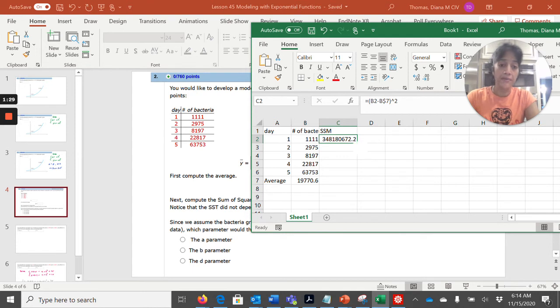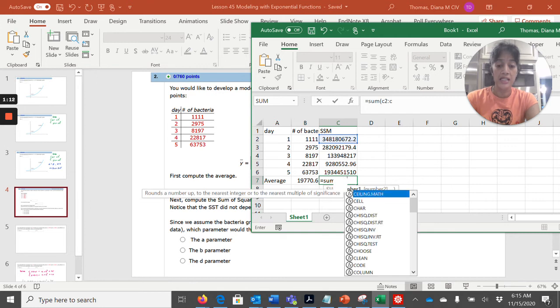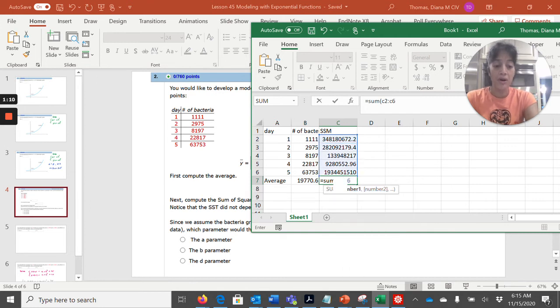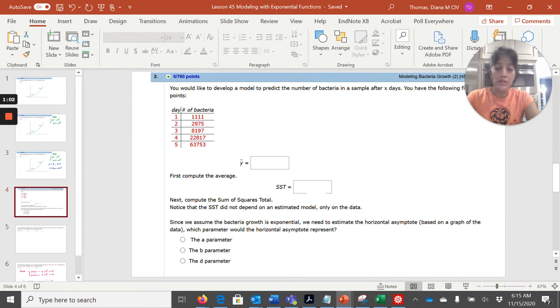This is pretty far. And then I'm going to scroll this down. And those are all the sum square error for the mean being a model. The sample mean is called the null model. And then here we go, sum of C2 to C6. See, it highlights them all. So it's SUM C2 colon C6. Hit enter, and that's the sum square total. And so that's what goes here. Sum square total is that number right here.